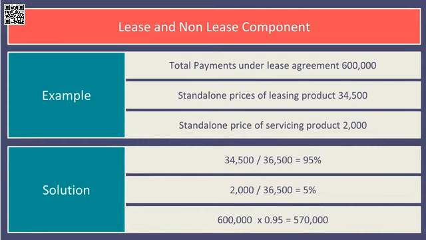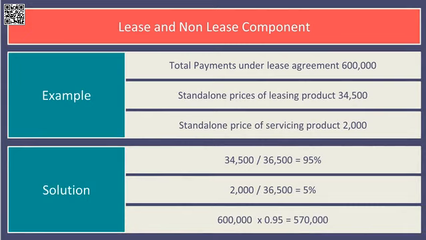So, in terms of lease accounting, we would take the 600,000, multiply it by 95%, and we could just include 570,000 when we are measuring our lease liabilities. The remaining 30,000 would be treated as expense in the normal way.